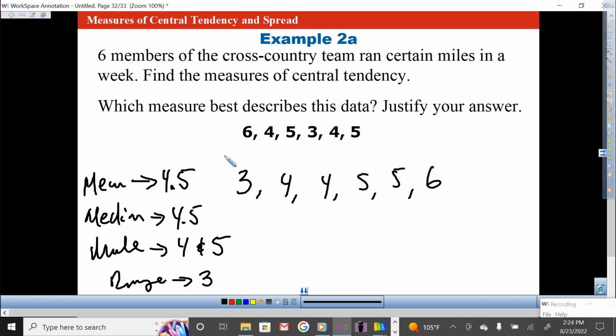So according to that data, it says members of the cross-country team ran certain miles in a week. Which of these would represent this data well, and why? You can give us enlightenment. Jet, what do you think? All of them? Yeah. Close. What do you think, Matthew? The mean? Because it's the average. Okay. Yeah, I'll take that answer.